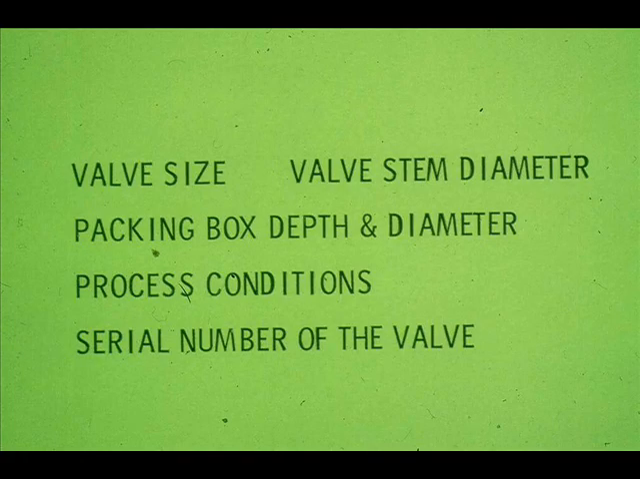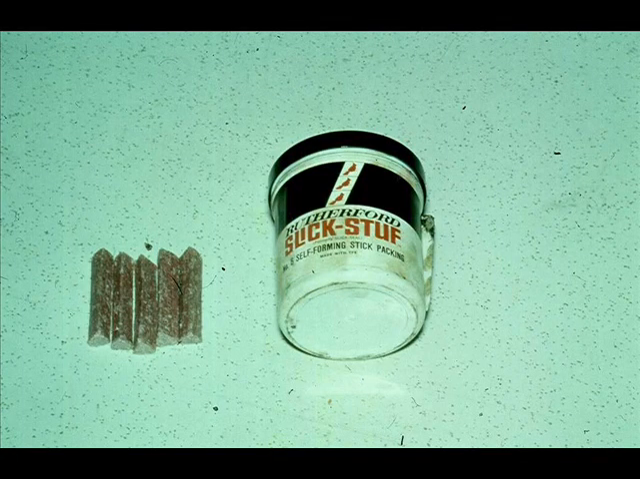If you didn't have the parts book, you could obtain the proper packing by giving the supplier the following information: valve size, valve stem diameter, packing box depth and diameter, process conditions, and the serial number of the valve. Lubricants and packing other than those of a specific valve manufacturer can be used. Rutherford Slick Stuff is currently being used at Baytown and Baton Rouge plants. This packing is a Teflon base, self-forming material that can withstand 600 degrees Fahrenheit temperature.